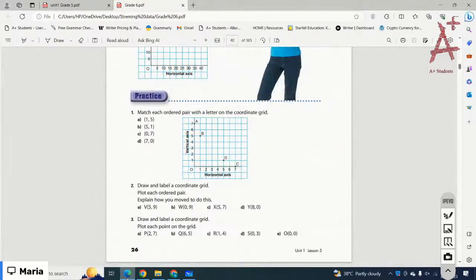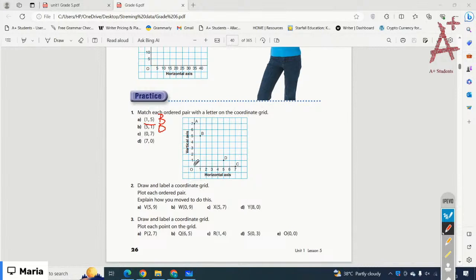Match each ordered pair with a letter on the coordinate grid. The first is 1, 5. That means x value is 1 and y value is 5, right? Here is the x value 1. Go and match it to the 5. It would be B here. That means 1 and 5 is the ordered pair for B. Then 5, 1. X is 5, y is 1. The intersection of 5 and 1 is point D.